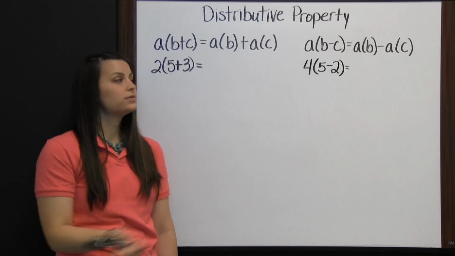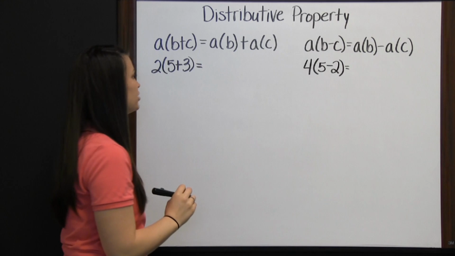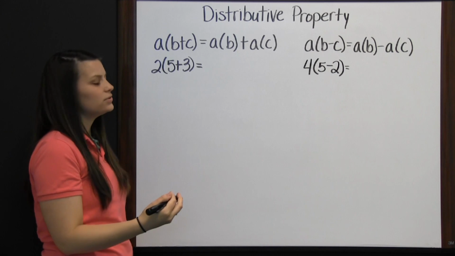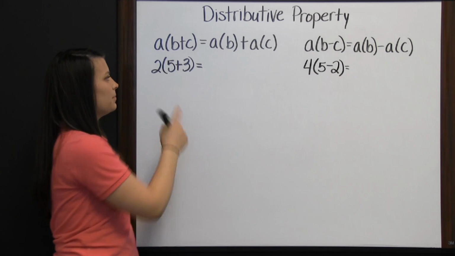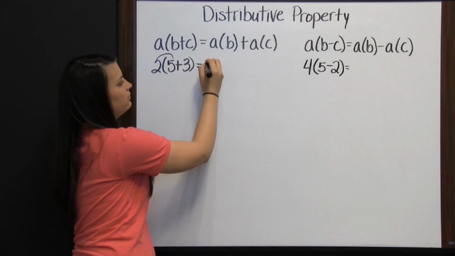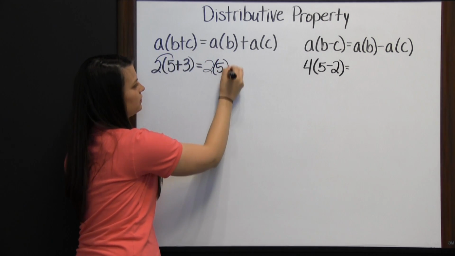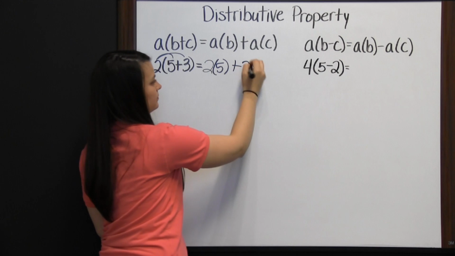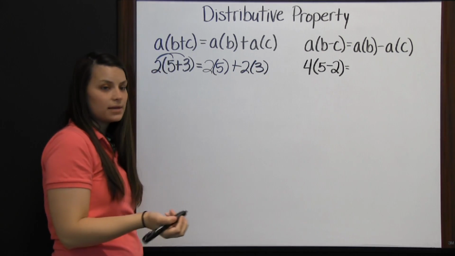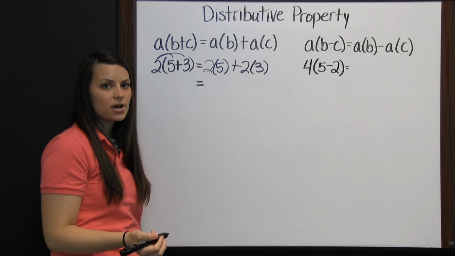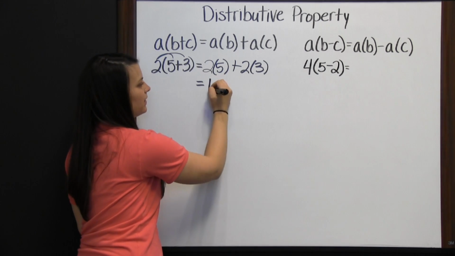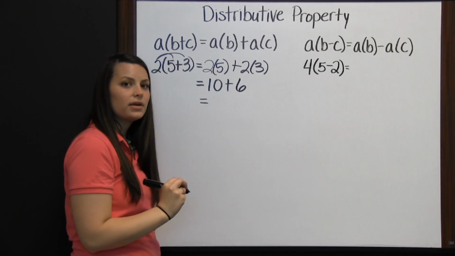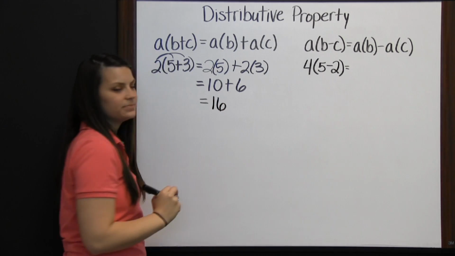We're going to look at two examples, one with addition and one with subtraction. If we were doing 2 times the quantity 5 plus 3, then we could use the distributive property to simplify this by distributing the 2 to the 5, 2 times 5, plus 2 times 3. Then we would simplify. According to PEMDAS, we need to multiply first. So 2 times 5 is 10, plus 2 times 3 is 6. Finally, we combine 10 plus 6 for 16.